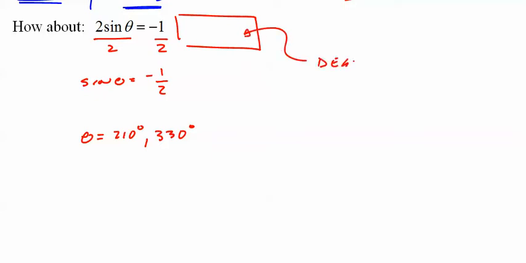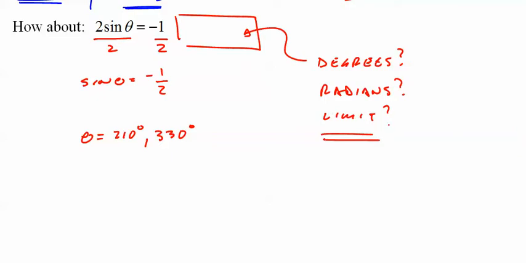Is it in degrees? Is it in radians? Is there a limit? The answer is we don't know. Now, generally speaking, we'll put it in radians, but notice that we could also use 570 degrees. We could also use negative 150 degrees. Making sure I did those right. So we just subtract or add 360s.